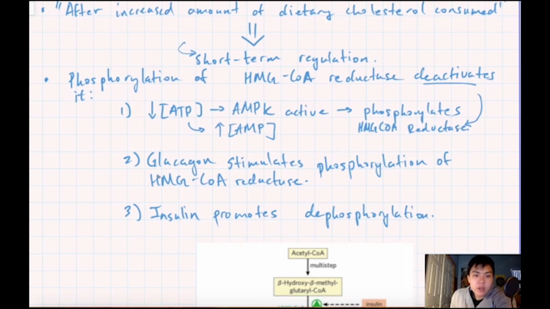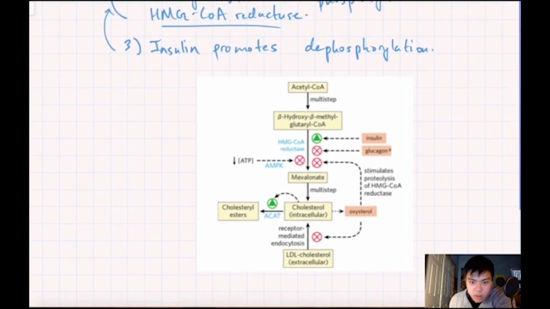Same thing here. Glucagon stimulates phosphorylation of HMG-CoA reductase. When we have low blood sugars, it's sort of indicative of low energy, and this is once again going to phosphorylate our reductase, deactivating it. Opposite thing here, insulin. So we have high levels of blood sugar, we have a lot of readily available energy. This is going to promote dephosphorylation, which activates our HMG-CoA reductase. A little chart right here showing everything I just said. So insulin, glucagon, and ATP, these are going to be covalent modifications.